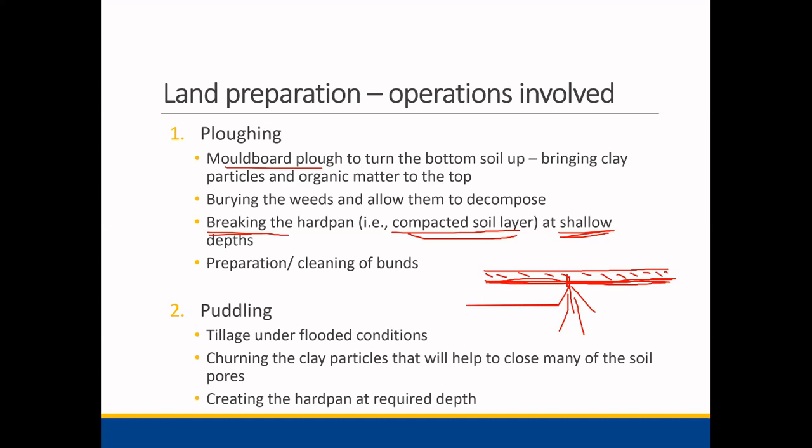And at this point, I think it should go to the third operation, so I will cut it here. The second operation is puddling, once you complete plowing. In the wet method of rice crop establishment, we have to do puddling. So you can ask what this particular term means.